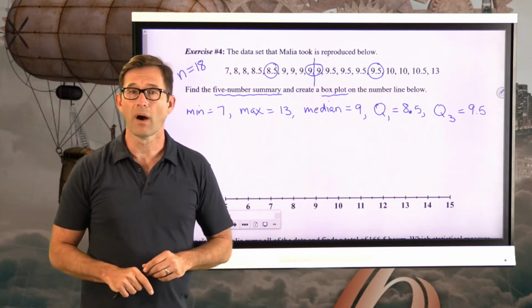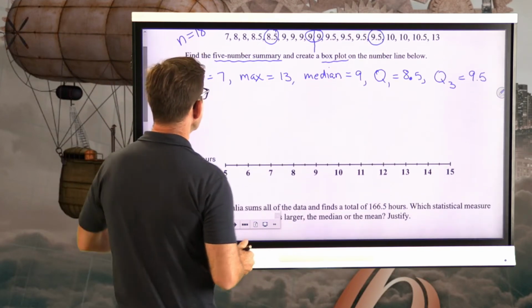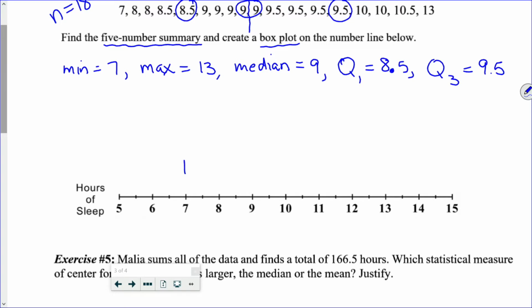Now, how do we make that box plot? Okay, remember we're going to put some lines on here. So I want one line at 7. I'm going to put another line, my maximum, at 13, right? Our median at 9. Our first quartile at 8.5, very close. Our third quartile at 9.5. Here comes our box.